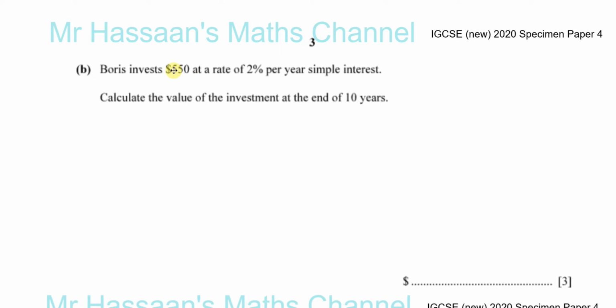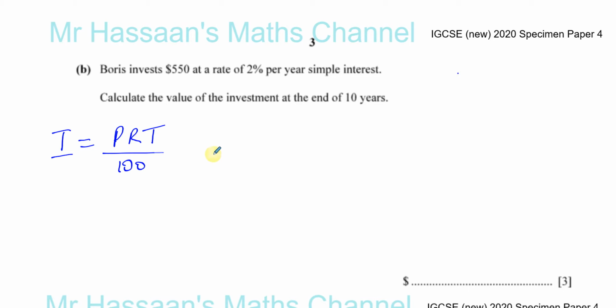It says Boris invests $550 at a rate of 2% per year, simple interest. Calculate the value of the investment at the end of 10 years. So for simple interest, we have a formula: I, the interest earned, is equal to P, the principal, the amount invested, times R, the rate, which is just the number without the percentage, times T, the number of years, over 100.